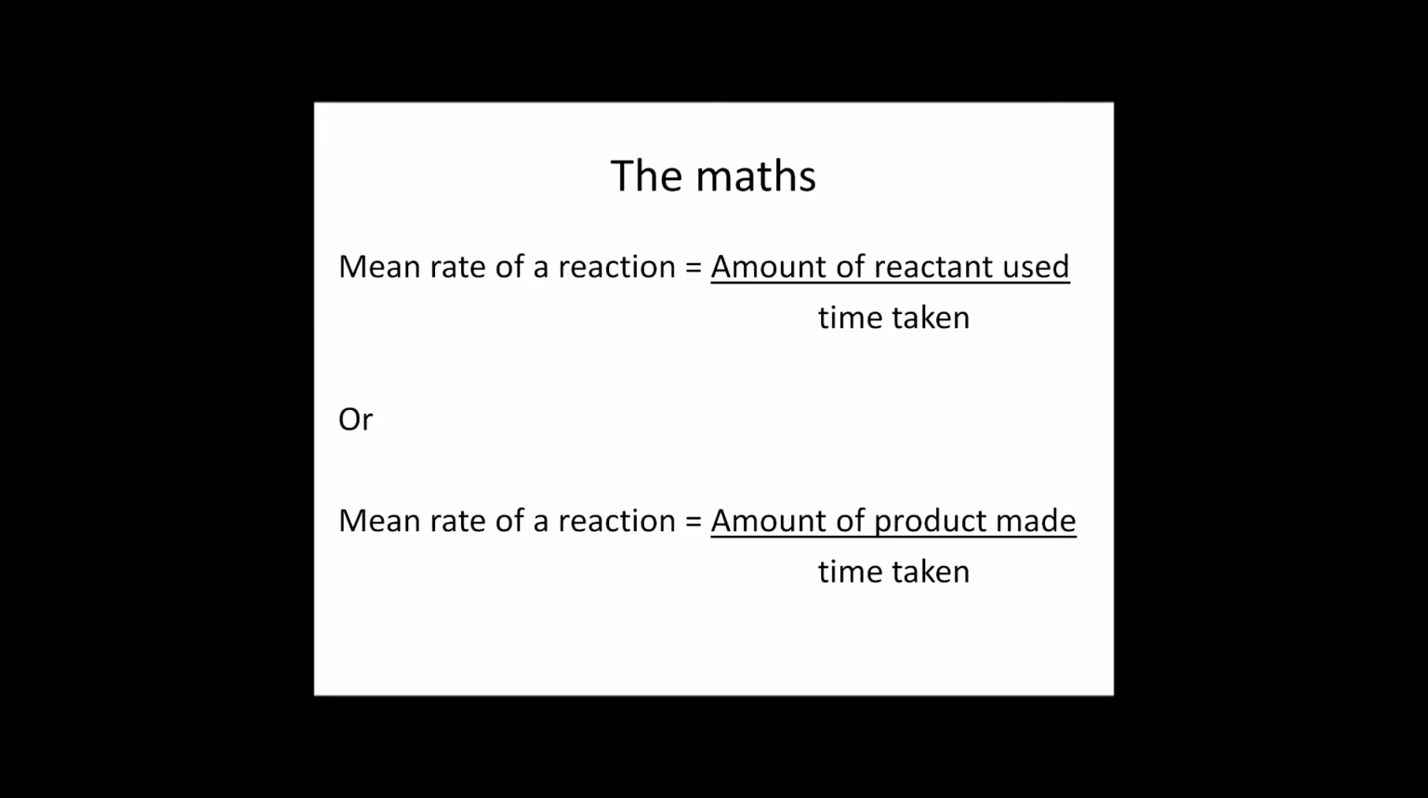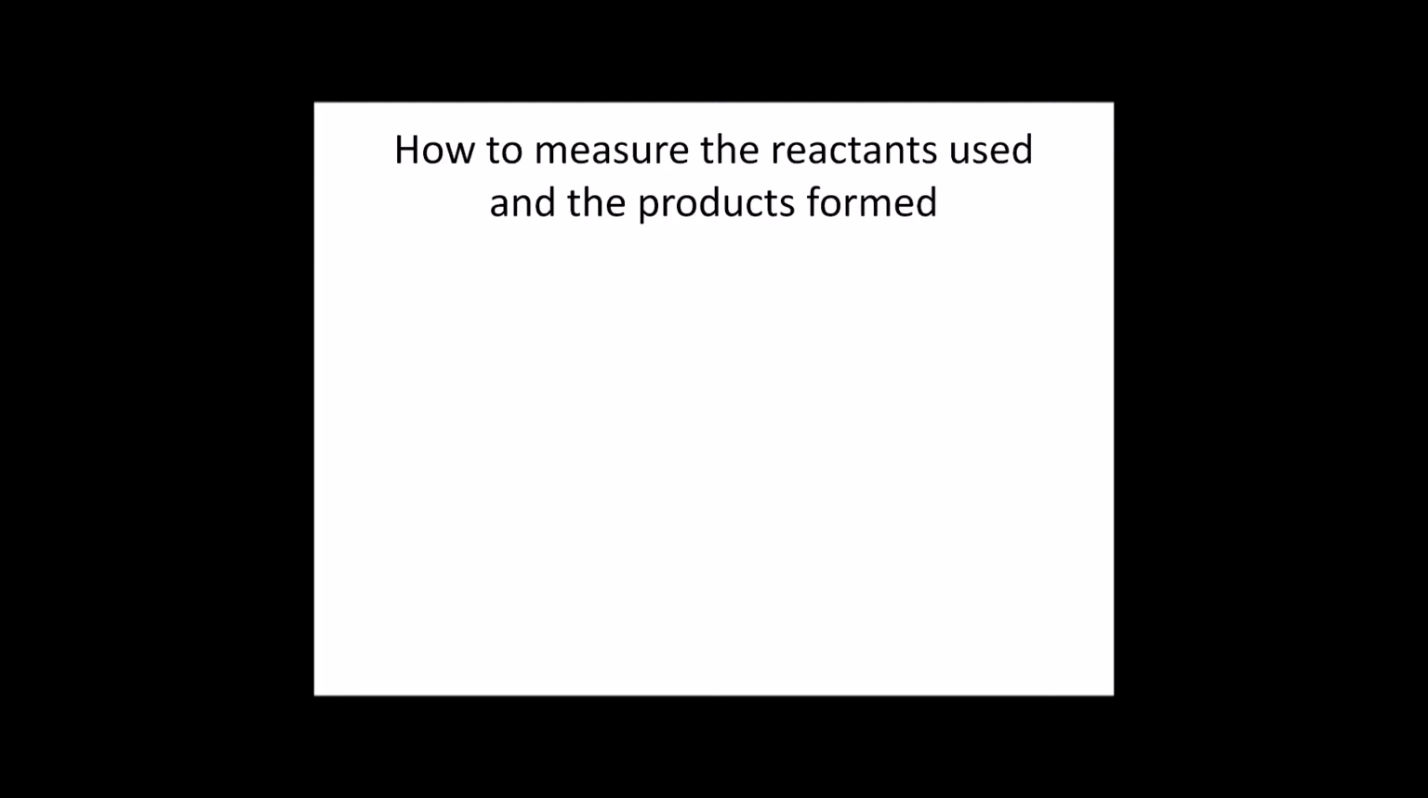The higher the number, the quicker the rate of reaction, the faster the reaction's gone. The more product being made in a certain time, the faster the rate of reaction. The shorter amount of time it takes to make a certain amount of product, again, a faster reaction. So, how can we measure this? How can we measure these things?